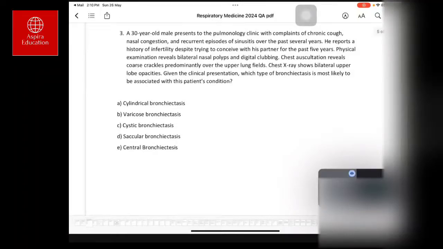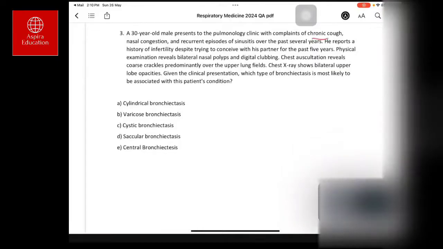Similar question, patient has a complaint of chronic cough. He is young, he's just 30, he has nasal congestion, recurrent episodes of sinusitis. Over the past several weeks, he reports history of infertility. Does this history ring any bells? What kind of diagnosis we are dealing with here?